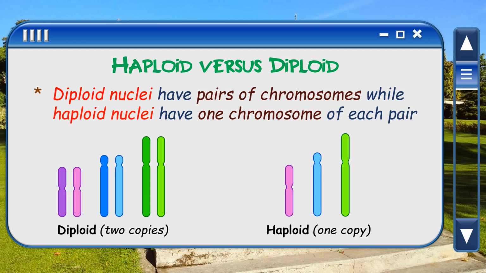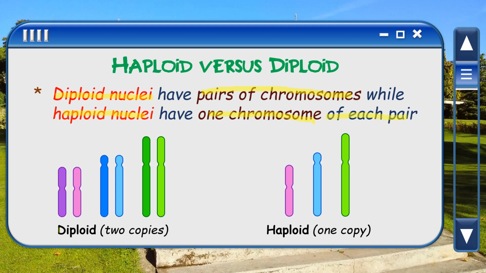Diploid nuclei have pairs of chromosomes, while haploid nuclei have one chromosome of each pair. So what we are saying here is that diploid nuclei have pairs of chromosomes, while haploid nuclei have one chromosome of each pair.